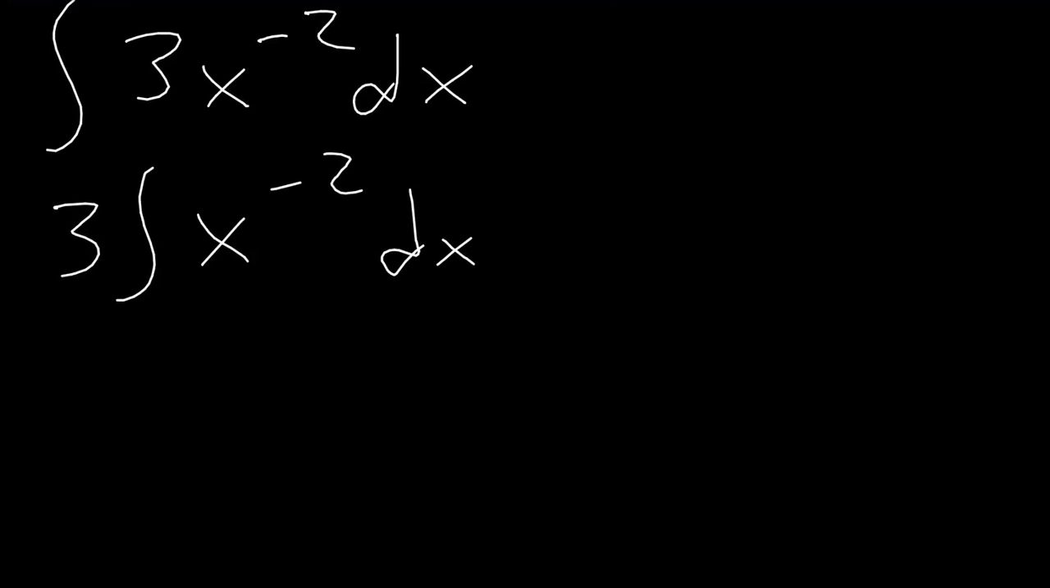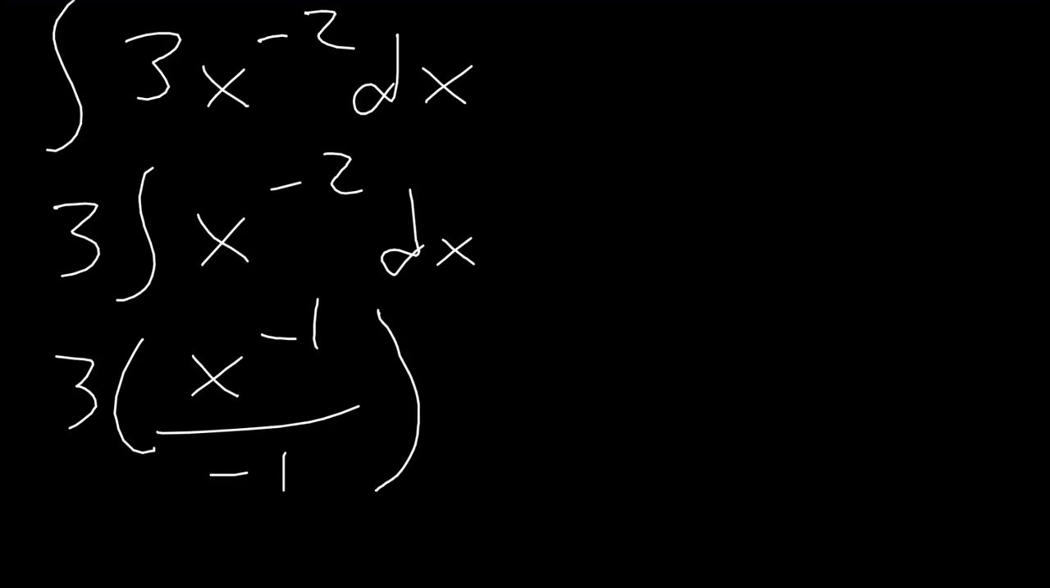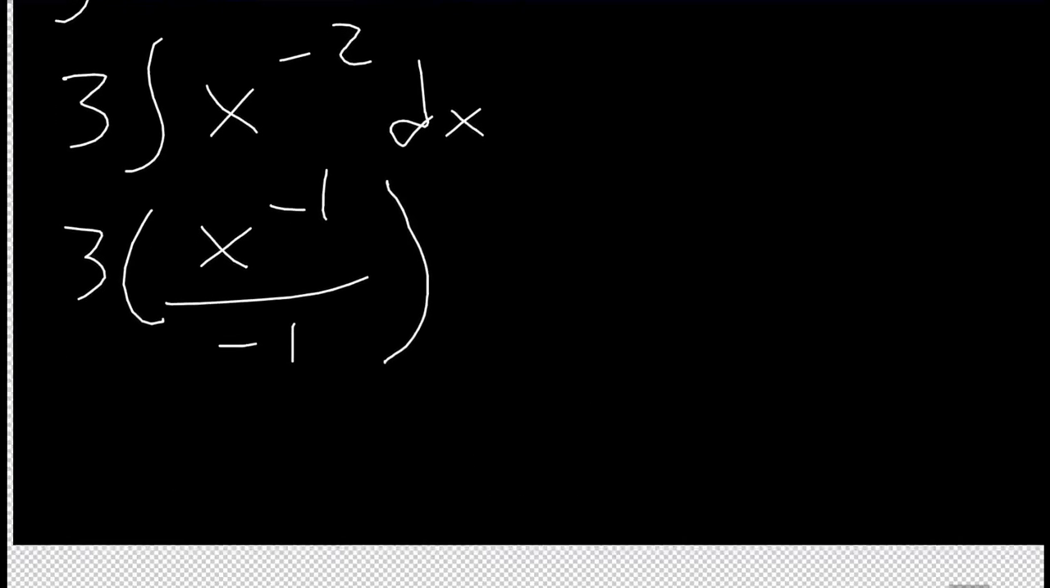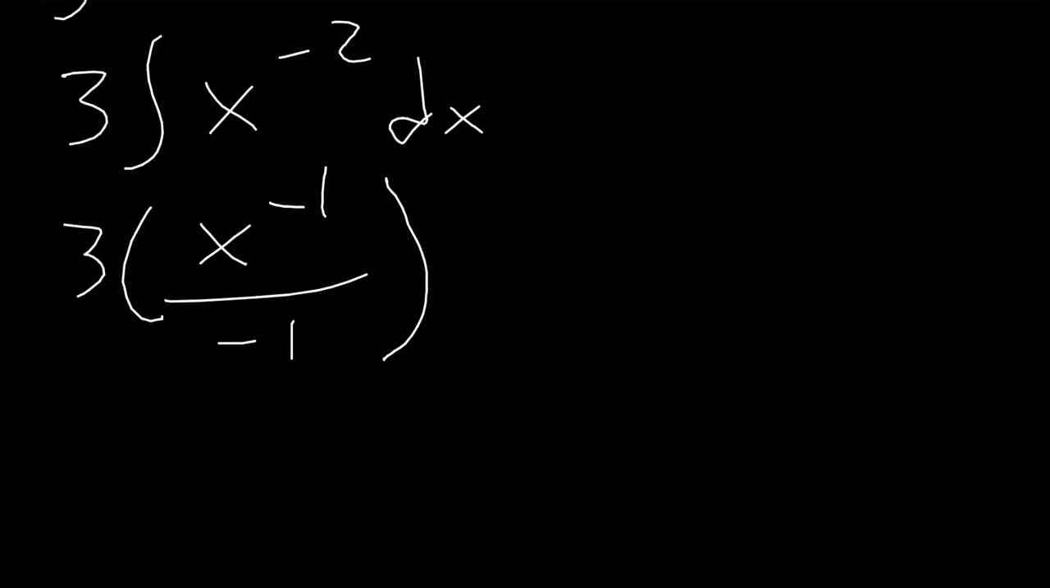And now we can just add 1 to the exponent. So it's going to be 3 times x to the negative 1 divided by that exponent. And then we can neglect the plus c for now because we can always just add that on at the end. So we're good there. And then moving this down so we get a positive exponent, it's going to be negative 3 by moving the negative up top, multiplying the 3 in, negative 3 over x.